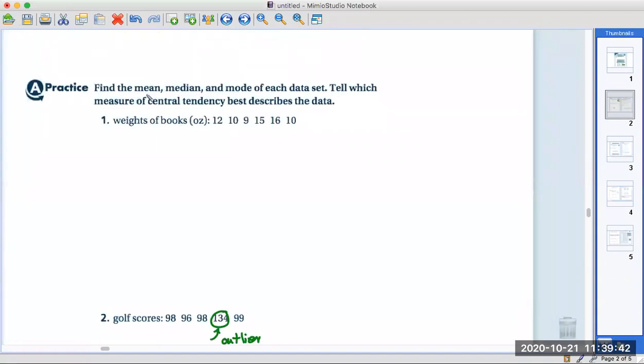And the question says, find the mean, median, and mode. And we're going to also add the range because a lot of the questions will ask for the range. And it's so easy to find. Okay, tell which measure of central tendency best describes the data. Well, because there's no outlier, it's the average.